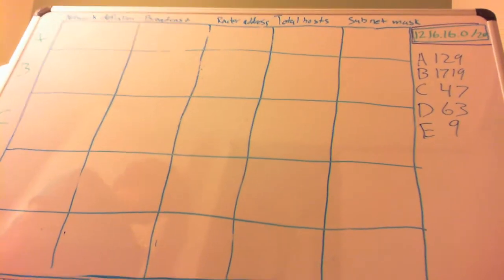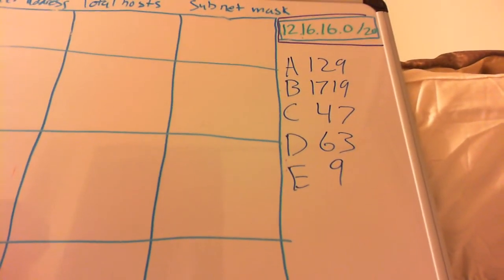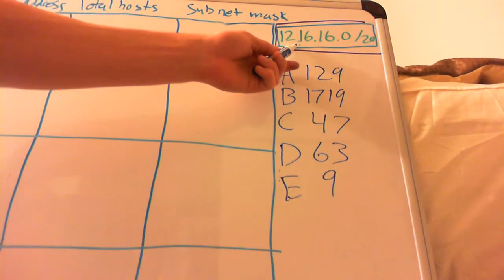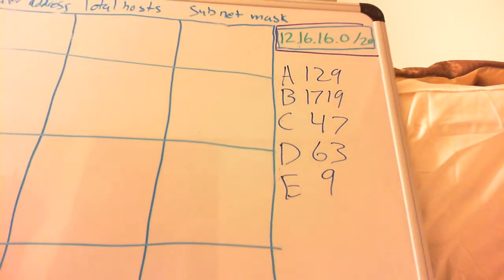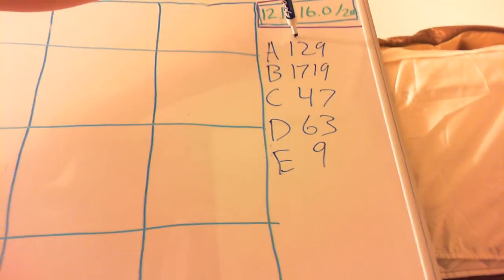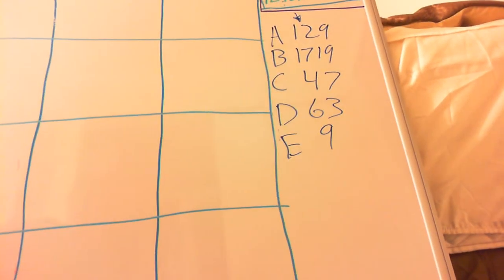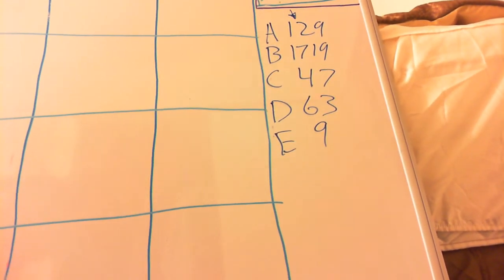So today we're going to be learning how to do a grid problem. The first thing we need to do is look at our IP address, which is 12.16.16.0/20. Right here. The next thing we need to do is look at these numbers that are given to you. There should be 5 of them.